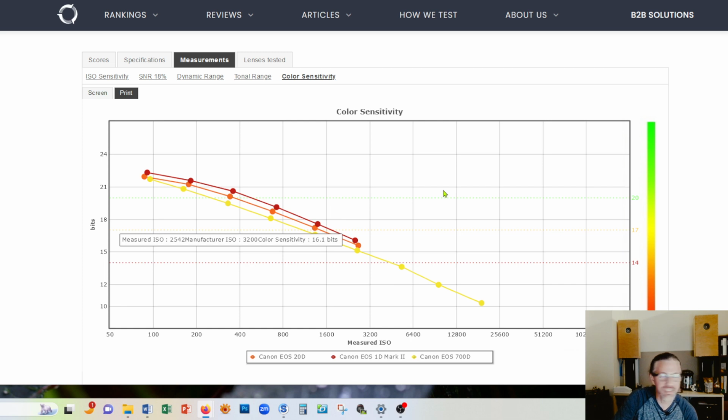So I think that's it for now, for the second part of this little comparison of the ISO values and what cameras put out, and that's it for today.